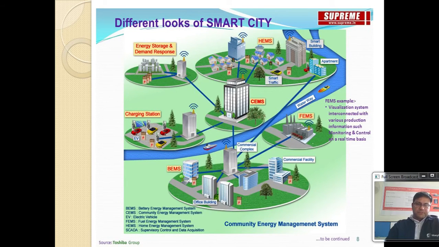So SCADA systems would be working with the various components of the energy management and the water management or the traffic management or the water ways. Okay, and it would be benefiting and deploying or making the resources available as and when required, and in the exact number of required quantity, with the help of the supervisory control and data acquisition systems installed. Okay, so if we look at this, the visualization systems which are interconnected with the various production and information. So the energy will never be lost, nor would it be underused.